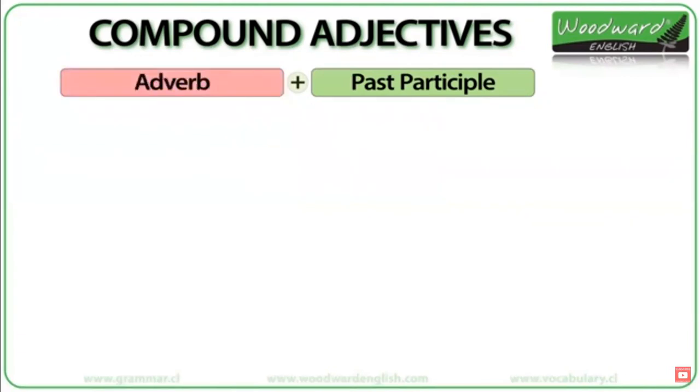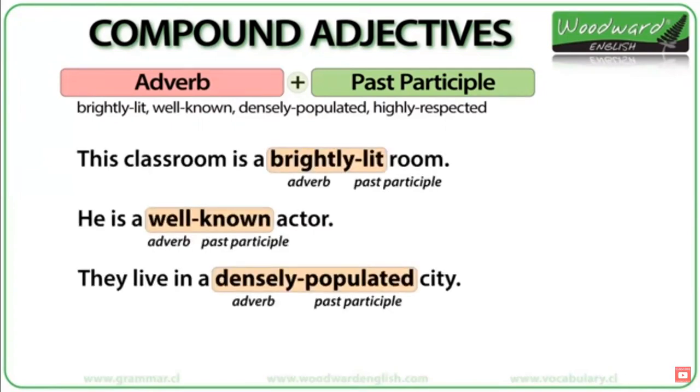Adverb plus past participle. Some examples of compound adjectives that are made from an adverb plus past participle include brightly lit, well-known, densely populated, highly respected. Our example sentences: this classroom is a brightly lit room. He is a well-known actor. They live in a densely populated city.